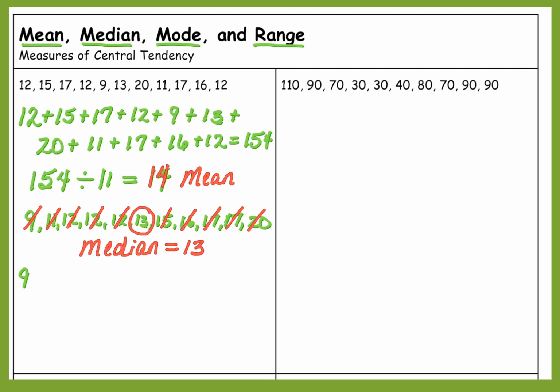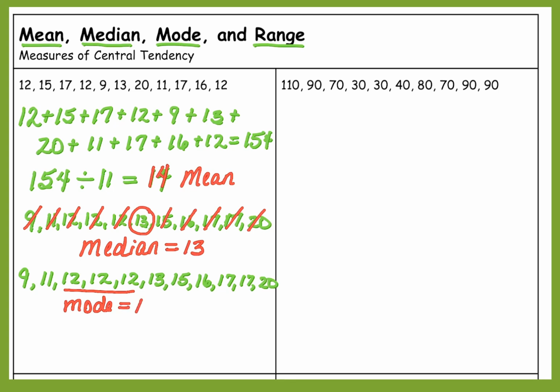Let's rewrite our numbers to find the mode. Now we remember that the mode is the number that we see most often. So after we write out all of our numbers, we're looking for the number that is there most often. As we're looking at this, we can see that we have 3 12s. So the mode in this problem is 12.